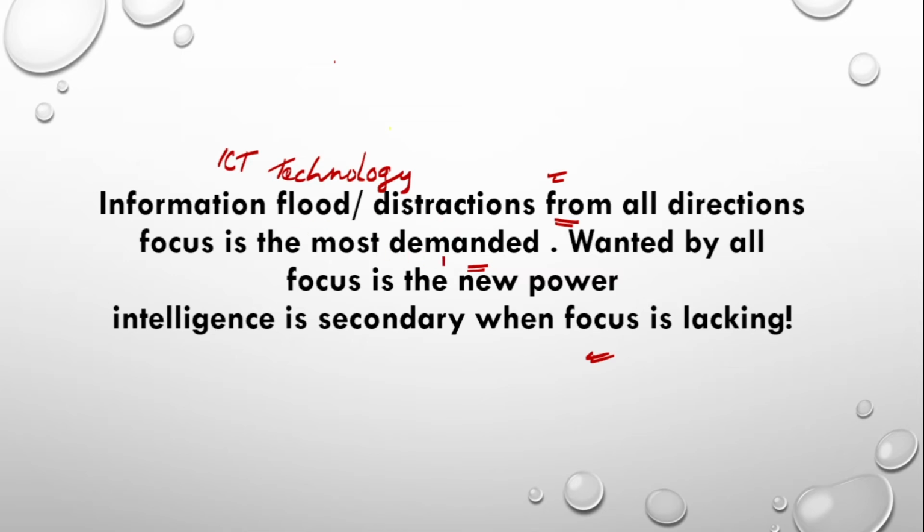So focus is the most demanded commodity in this age. It is wanted by all, and when something is wanted by everybody, then it becomes the most important thing. Most important thing means it is power. That is why focus is the new power in this age. So focus is more important than intelligence. Intelligence is secondary when focus is lacking. When you cannot make use of your intelligence, then focus is more important than intelligence, right? So paying attention and concentration are more important than your intelligence. This is the second part.